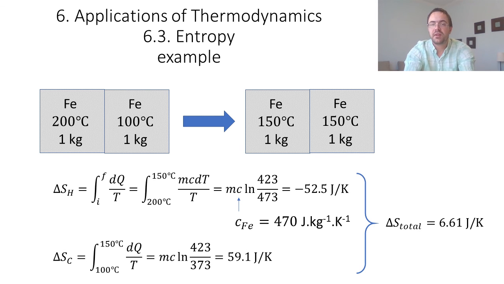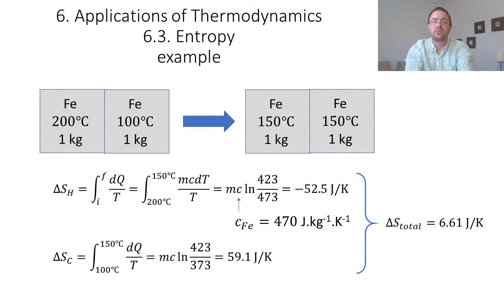Again, you see that the total energy is the same before and after the heat exchange, right? So we cannot use the energy to explain why this process happens only in one direction. But the entropy change is positive in this direction. And if you imagine the process in reverse, where the heat would go back to the left block and create a temperature difference, then the entropy change would be negative. It would be minus 6.61 joule per Kelvin.